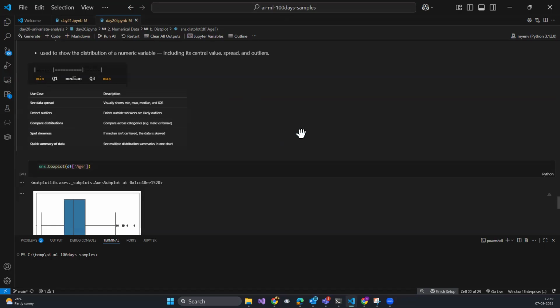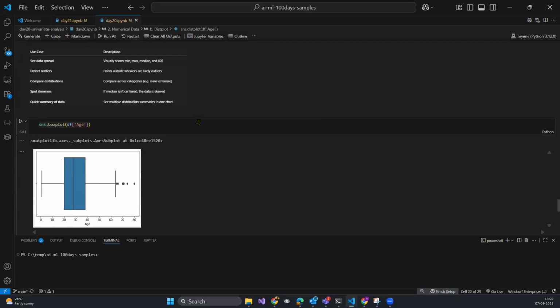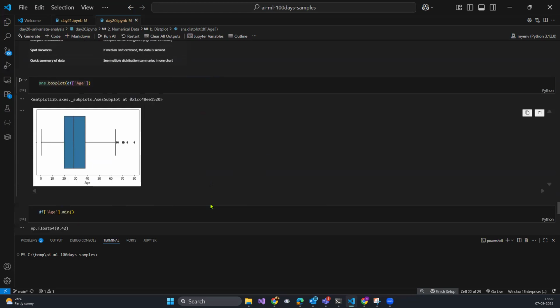Points outside the whiskers are likely outliers, okay, and it helps to compare distributions. So it compares across categories, for example male, female, and other categories, together. It helps to identify skewness, where more data is skewed, right? And it helps to see a quick summary of data, so multiple distributions in one chart.